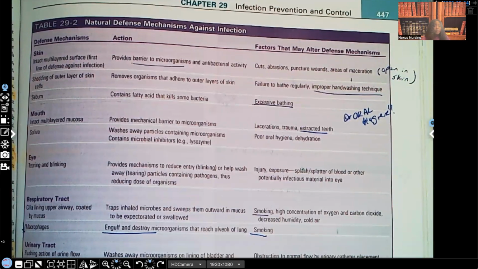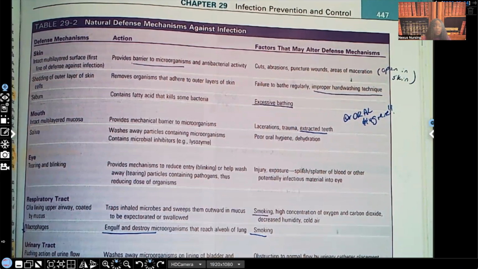Okay. Next, for skin shedding of the outer layer of skin, factors that can alter the defense mechanisms: improper hand washing technique, excessive bathing. Excessive bathing, guys, can cause the skin, and I know it sounds weird because when you bathe a lot, you're using water, right? Water is moist, water is wet, but excessive bathing can cause a drying of the skin, that can cause cracking of the skin, that can cause disruption of the skin integrity.